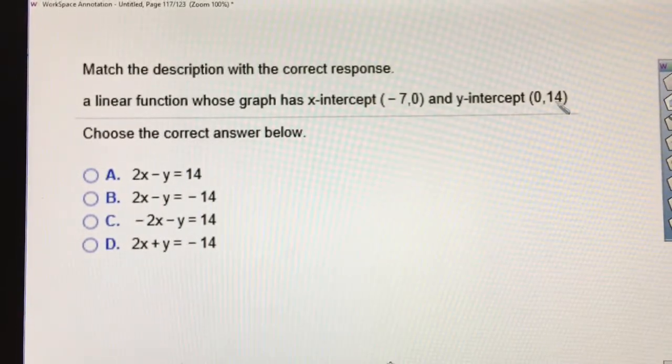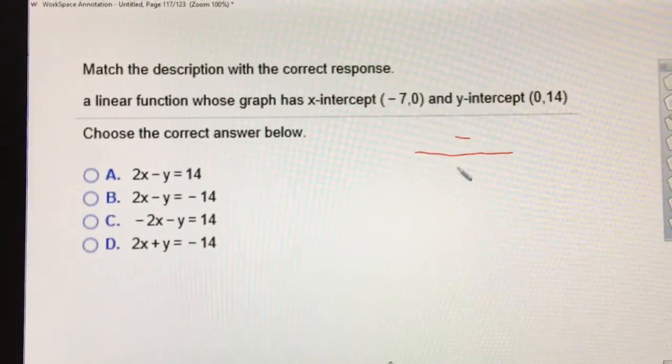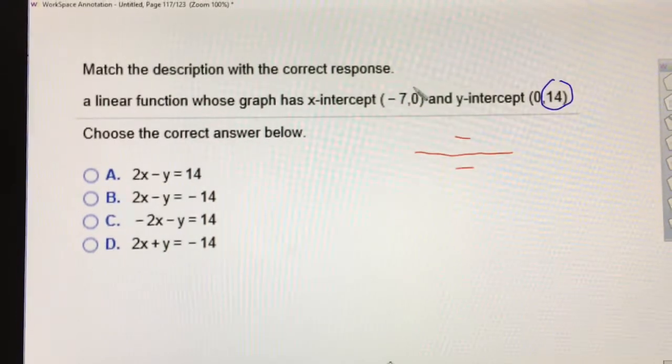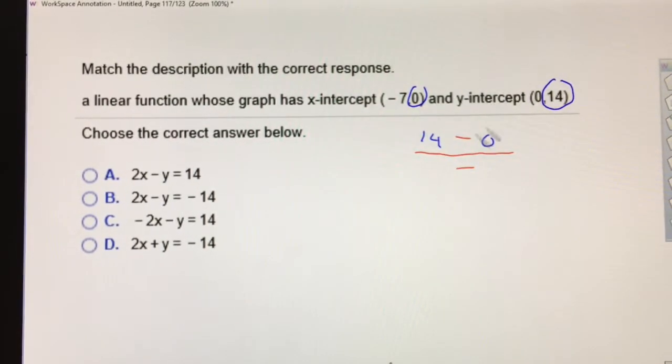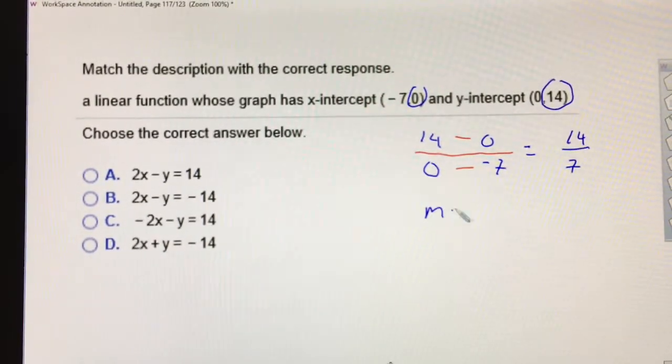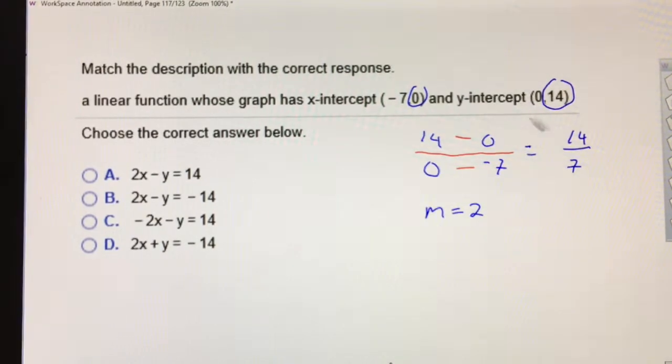So I have to find the slope first. The slope of this is going to be 14 minus 0 over 0 minus -7. And that's going to equal 14 over 7. So the slope is 2. And the y-intercept is 14.